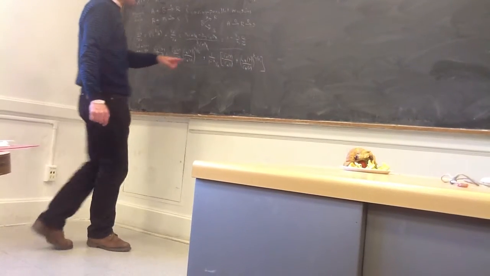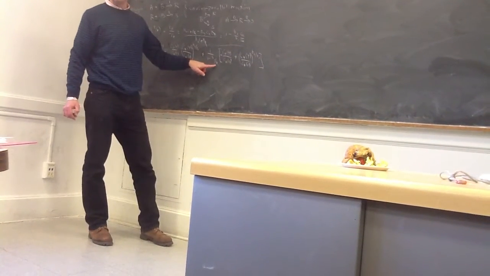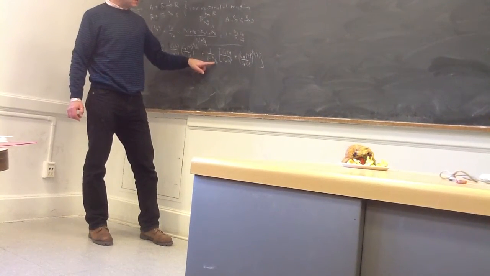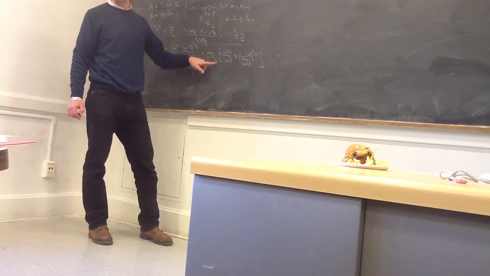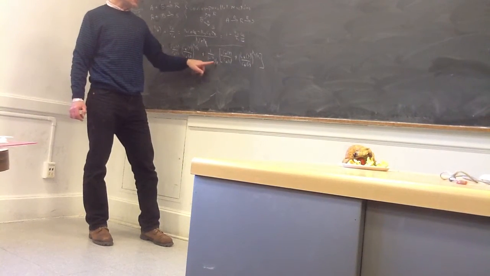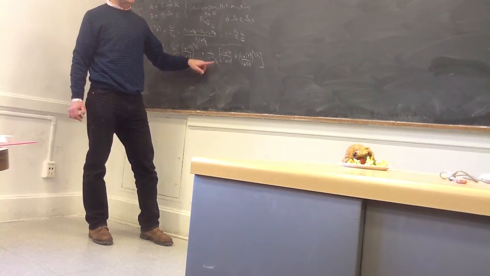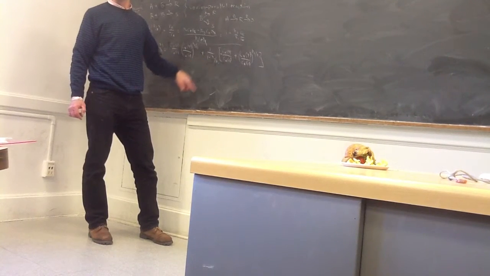Well, one thing we can see is that the sign changes depending on whether K2 is bigger than K1 or K2 is smaller than K1. So you can see there's a big difference between the situation K2 bigger than K1 and K2 smaller than K1.